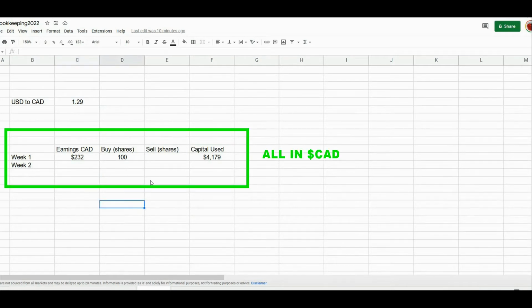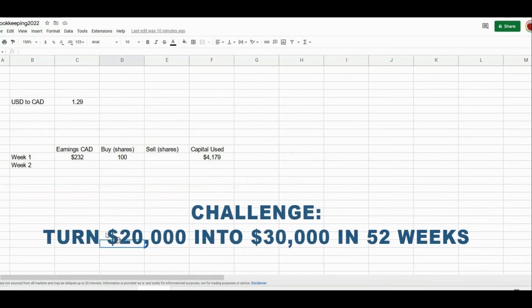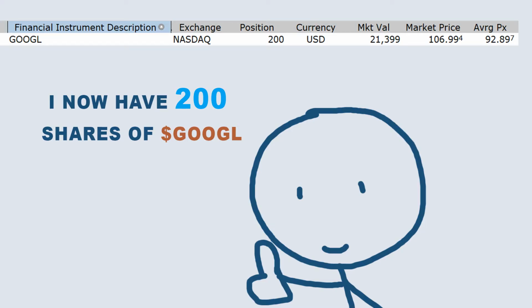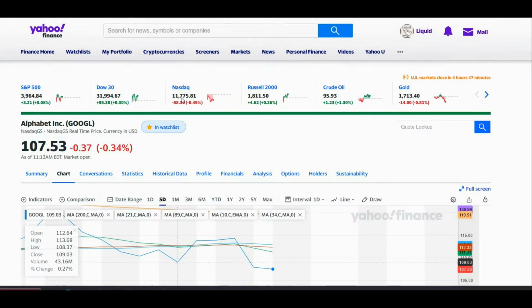So my goal with this challenge is to make $10,000 using $20,000 of capital. So that's a 50% return within 1 year. To make $10,000 in a year, I basically have to make $200 roughly on average every week. So pretty good start so far, and that's pretty much what I expected, other than getting assigned those shares. So let's take a look at the stock price today and see what is going on.